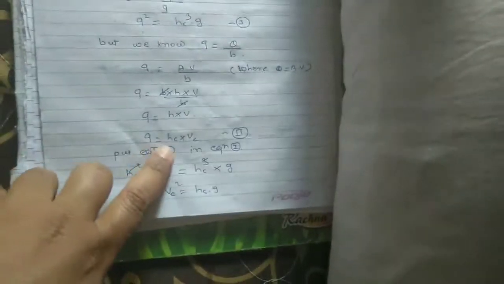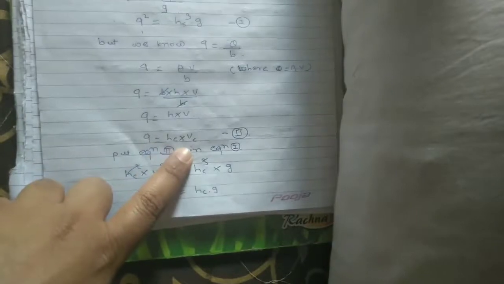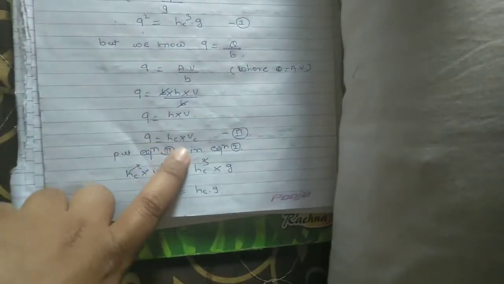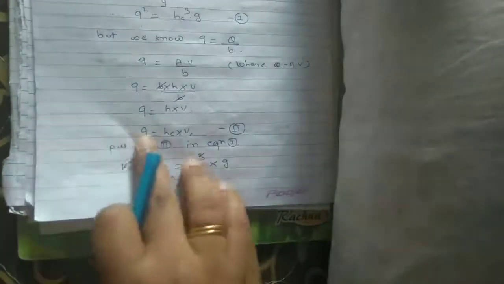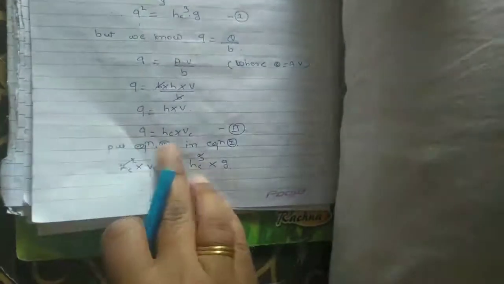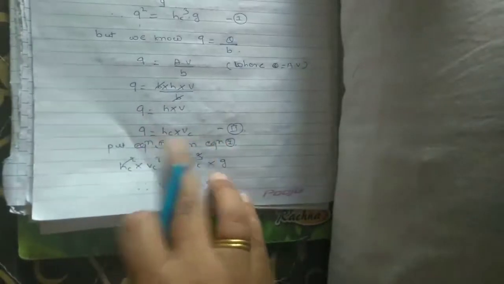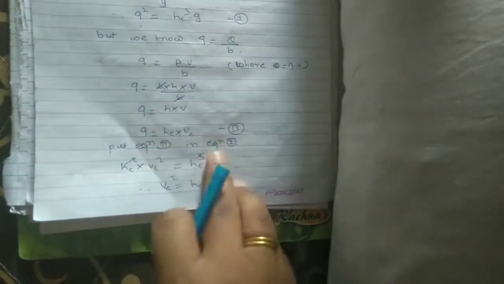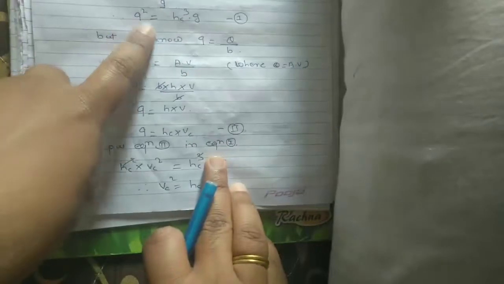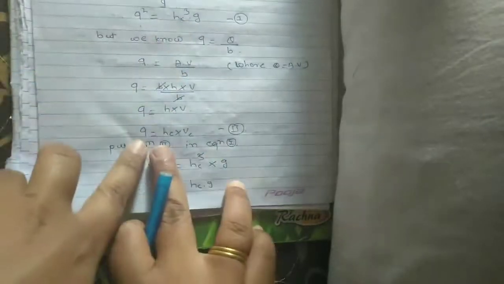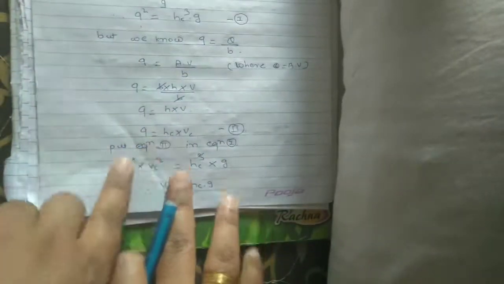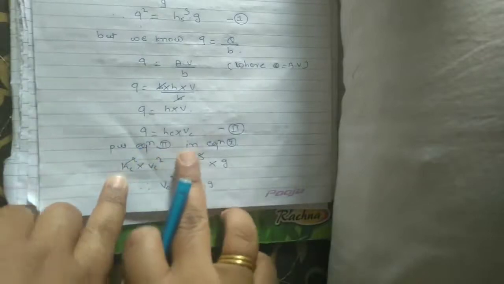Now what are this h and v at the minimum specific energy? That is nothing but hc and vc. So therefore q is equal to hc into vc. This is equation number 2. Now put equation number 2 in equation number 1. We have just found the value of q, that is hc into vc.